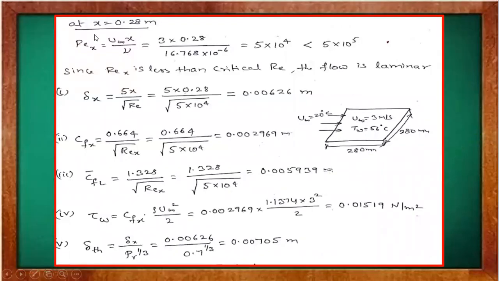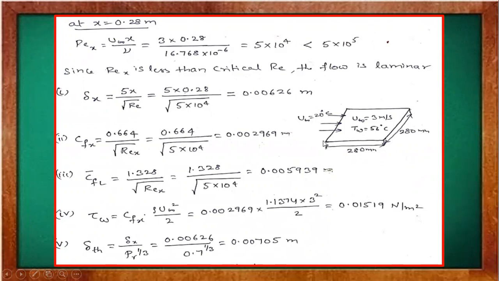After obtaining the properties from the data handbook, next we need to know whether the flow is in the laminar region or in the turbulent region. To find that out, the first thing we need is the Reynolds number. Reynolds number is equal to u infinity into x by nu. U infinity is the velocity multiplied by x, that is the length of the plate, divided by nu. So we obtain 5 into 10 power 4.